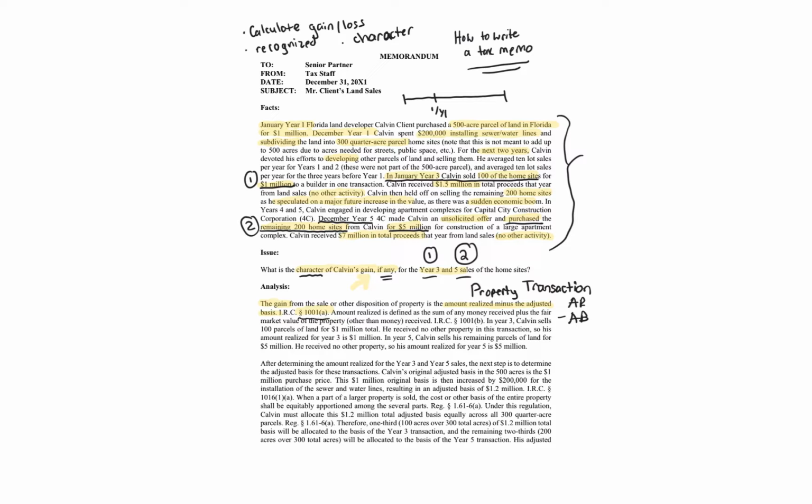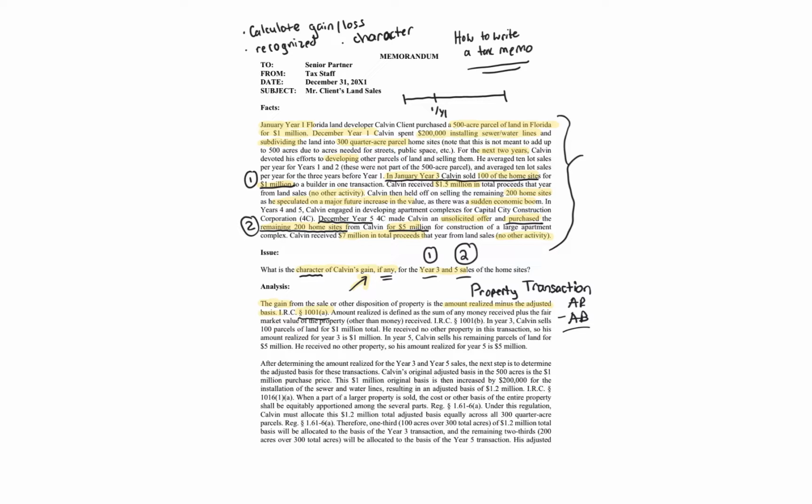And you should state the gain or loss from the sale or other disposition of property is the amount realized minus the adjusted basis, and that gives us the realized gain or loss. Now, some of you are wondering, you say the gain or loss. Why are you just saying the gain? Well, the issue is just focusing on gain, and it's pretty easy to see why it's gain in the facts.